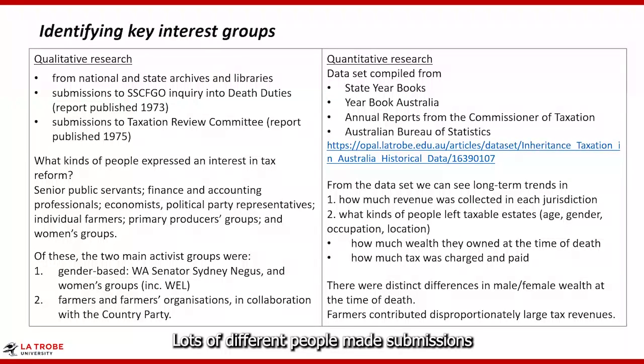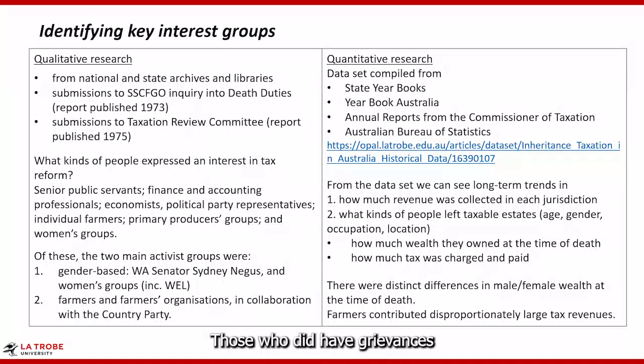Lots of different people made submissions, and a lot of those were professionals who took a technical interest in the fairness, efficiency, and simplicity of the tax plan. They couldn't really be called activists. Generally, they were dissatisfied with the existing system, but they didn't represent grievances about their treatment and wanted the taxes changed or abolished to help a particular social group.